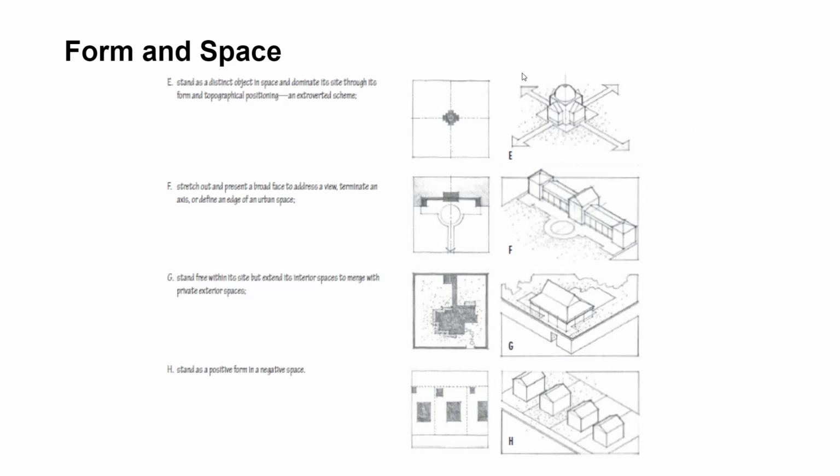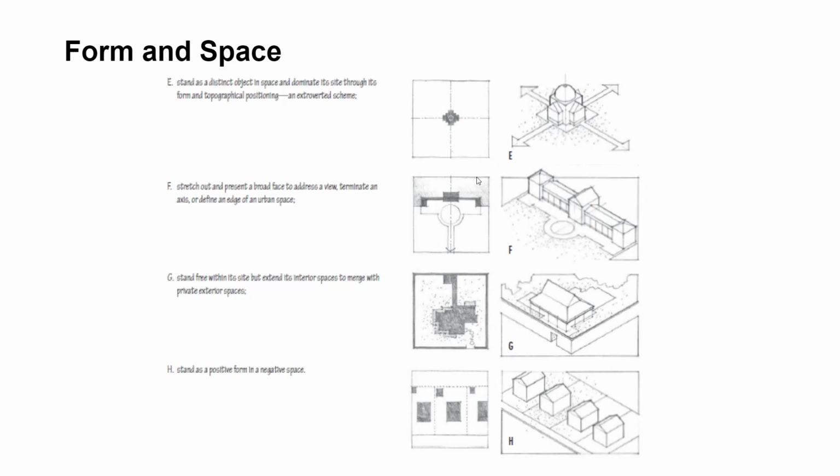So this is very prevalent in government spaces, in which you have a central building or a central element which would go out to an extroverted scheme. Therefore, it's a public space still. So for letter F, stretch out and present a broad face to address a view, terminate an axis, or define an edge of an urban space.